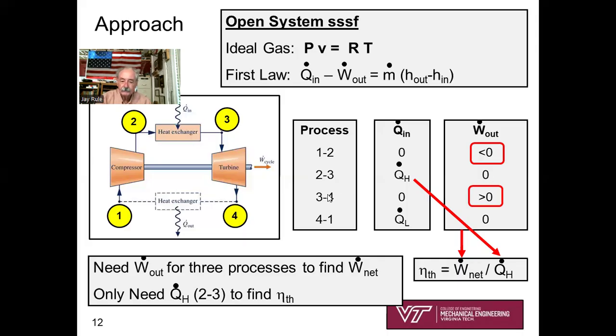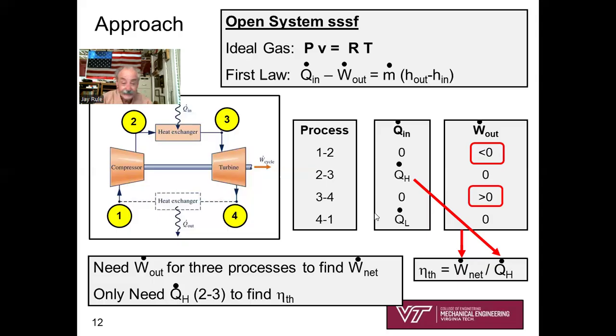3 to 4, okay. Heat transfer, none. It's an adiabatic turbine, okay. W dot out, positive. We're getting positive work, W dot over m dot, from the turbine. And if we add up all of these, that's going to give us W dot net. That's going to be the numerator for our thermal efficiency.